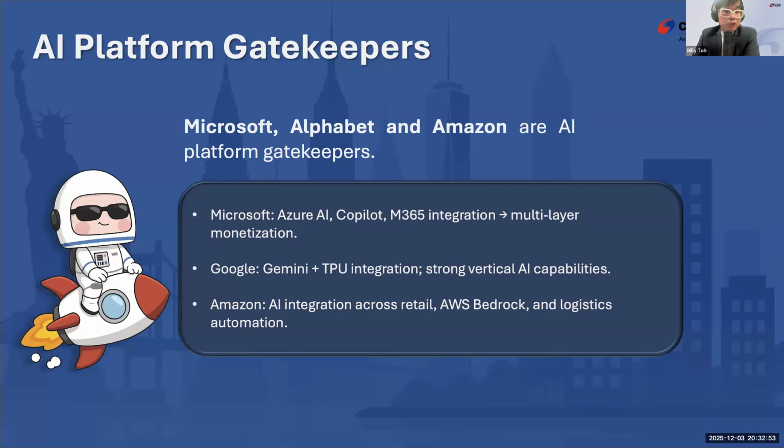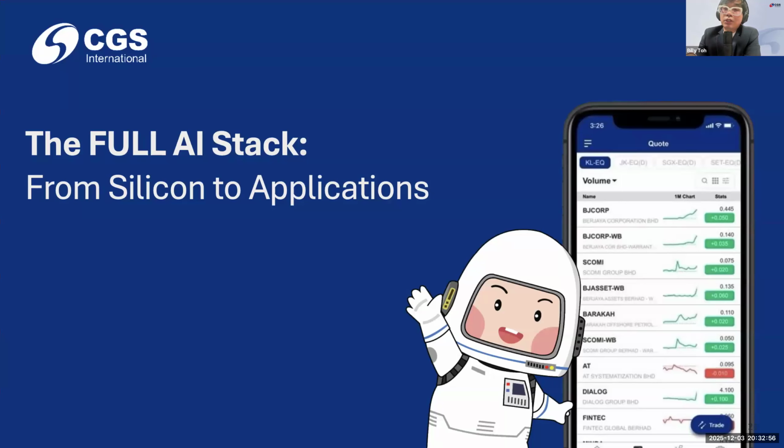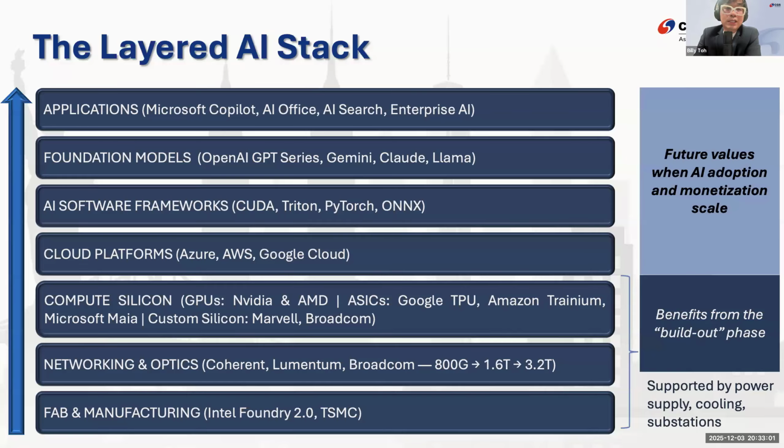I'm just going to skip through this. Now, the full AI stack. I'm going to share some of the layers of the AI stack that you can see going forward, right? If you look at this slide, you can see that it's more than just the GPU. If you're only investing in that area, you're missing out on most of the value in the AI supply chain, especially on a longer-term basis. The three layers right at the bottom, your fab and manufacturing, your network and optics, and your compute silicon, are the three that are going to benefit first from the build-out phase, right? When there's a lot more investment into this area, these three players will benefit from that.